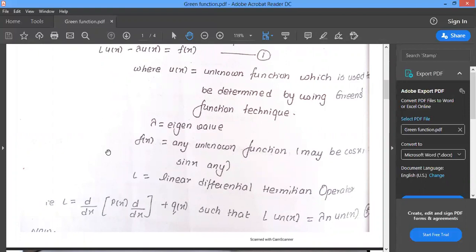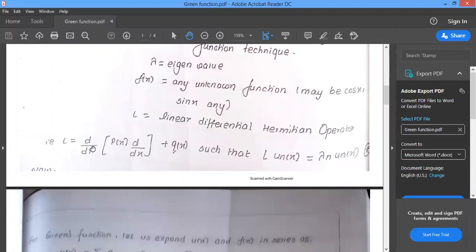L is the linear differential Hermitian operator, that is L equal to d by dx, p(x), d by dx plus q(x), so that L u_n(x) equal to lambda_n u_n(x), where lambda_n are the eigenvalues. L is the linear differential Hermitian operator: L equal to d by dx, p(x), d by dx plus q(x).